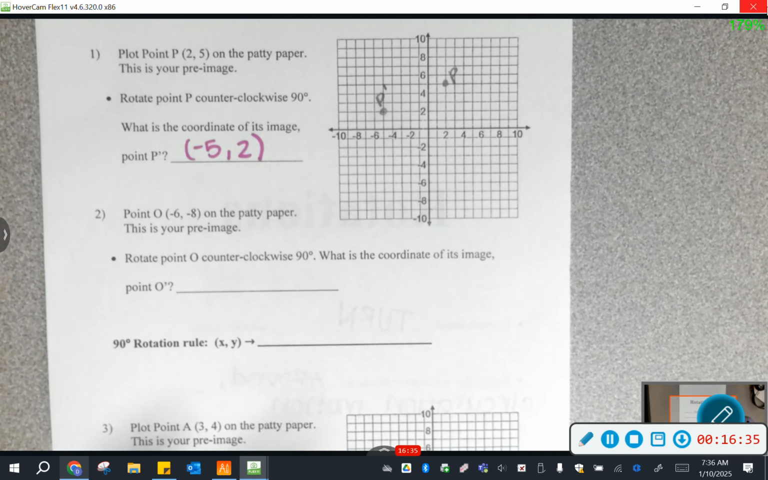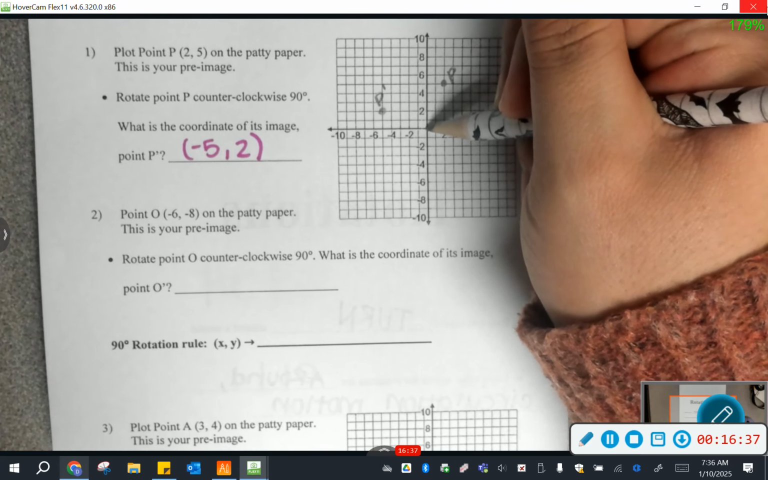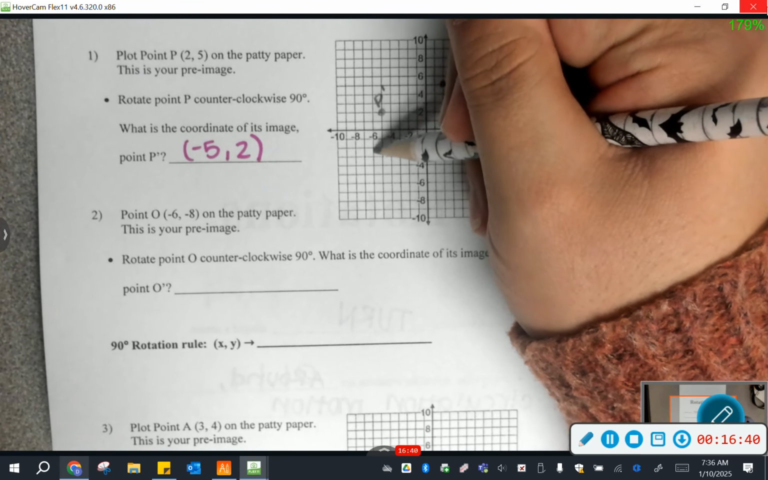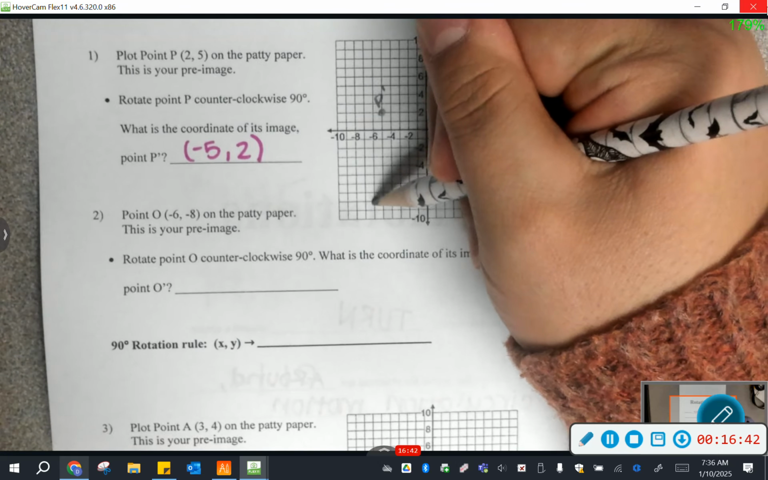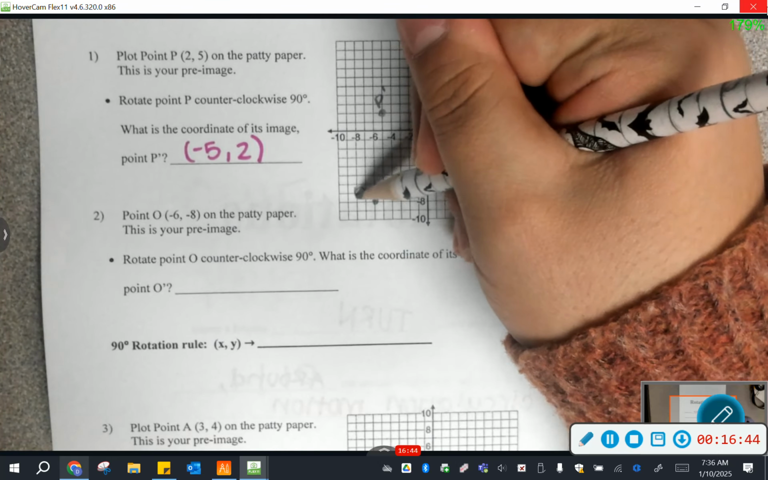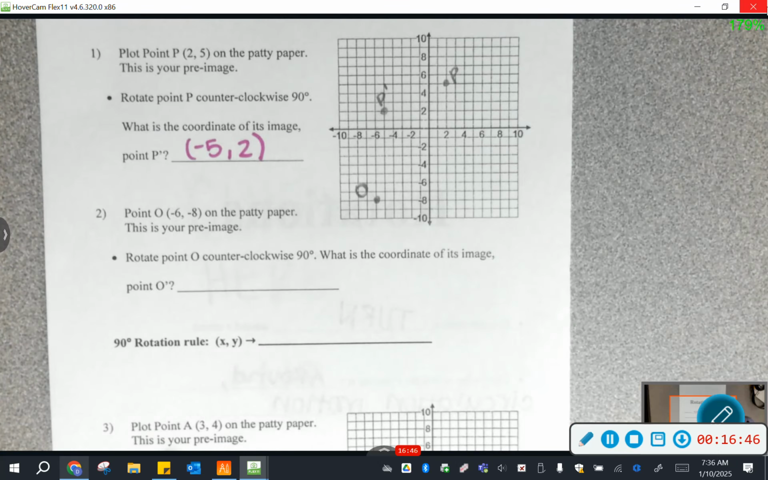All right, what's the next thing say? Let's plot Q at negative 6, negative 8, way down here. And plot the point Q. Negative 6, negative 8.